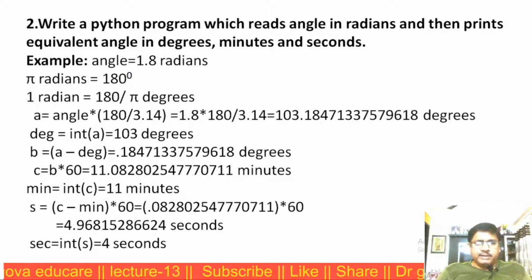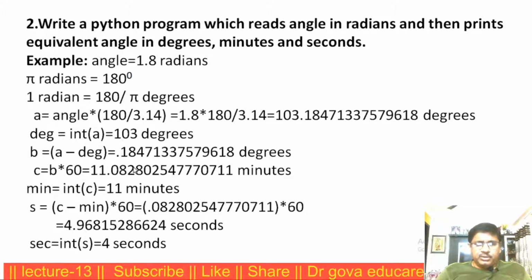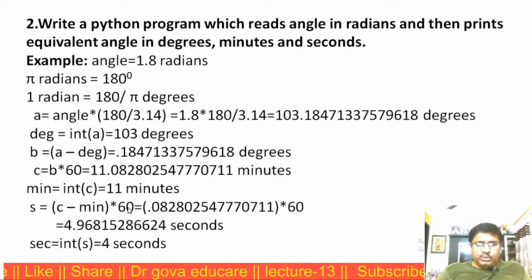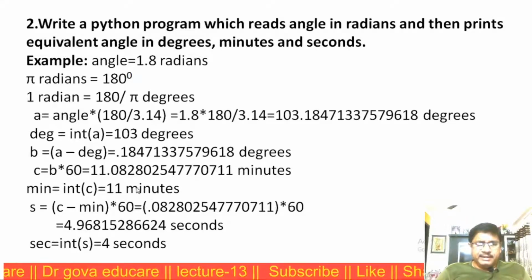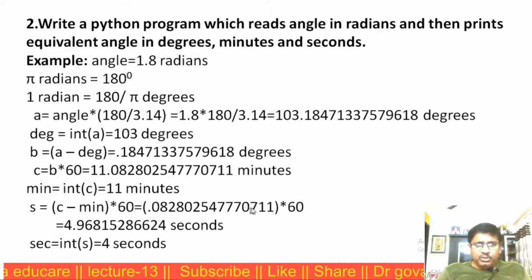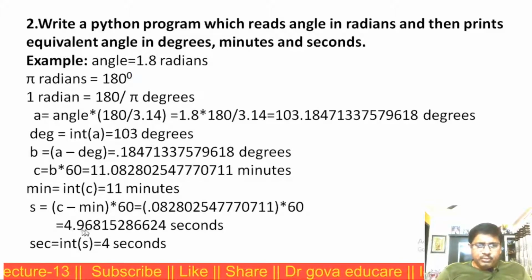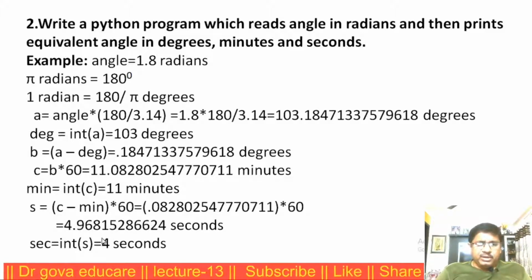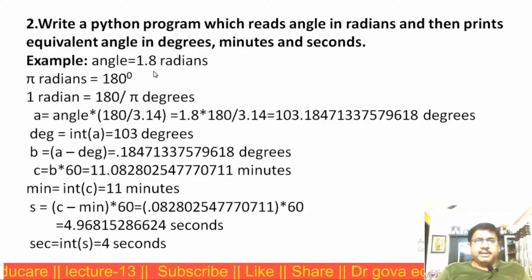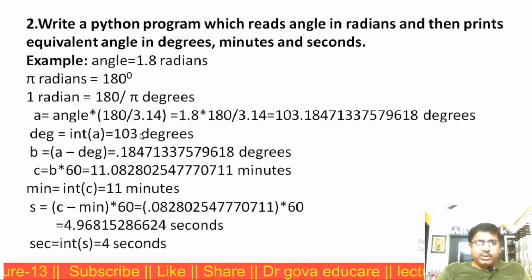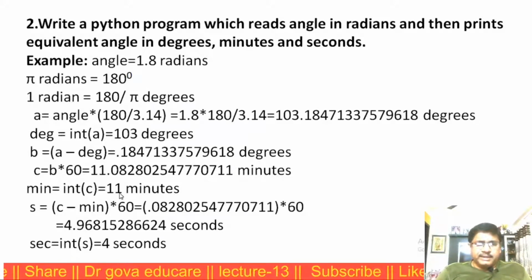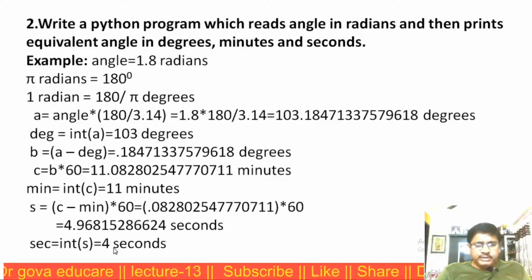Now I want to convert this fractional part into seconds. c minus minutes, that is the fractional part, into 60, we get 4 point something seconds. Now the integer part is seconds. Seconds is equal to int of s, we get 4 seconds. Now the radians converted into degrees, that is 1.8 radians is equal to 103 degrees, 11 minutes, 4 seconds.